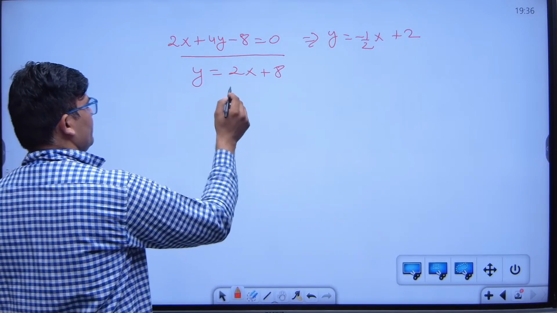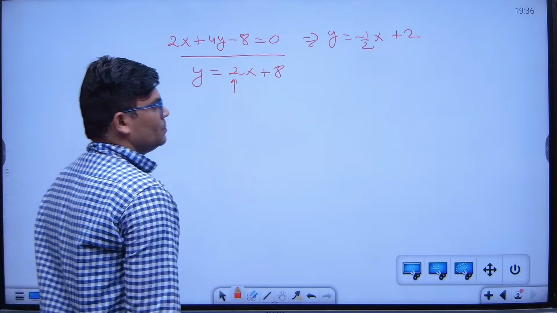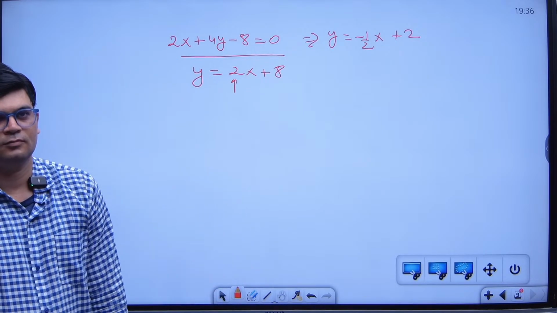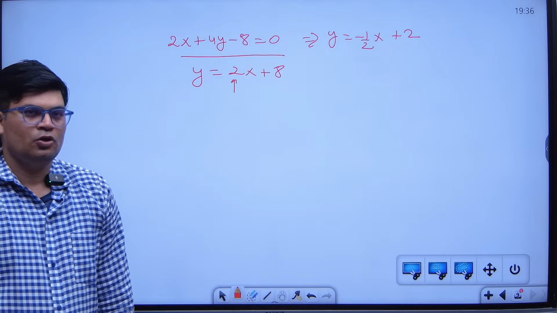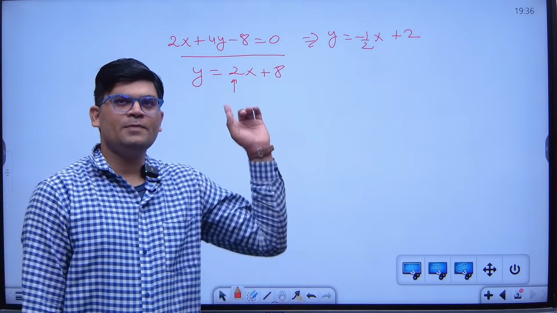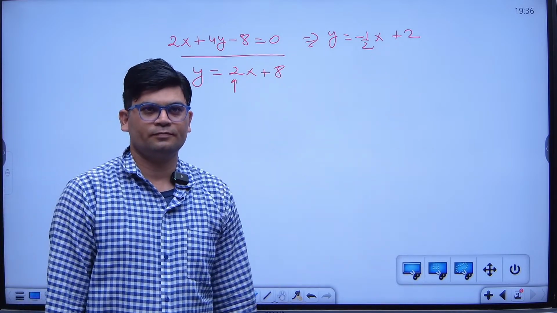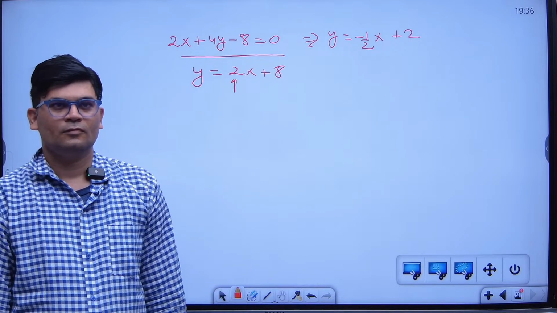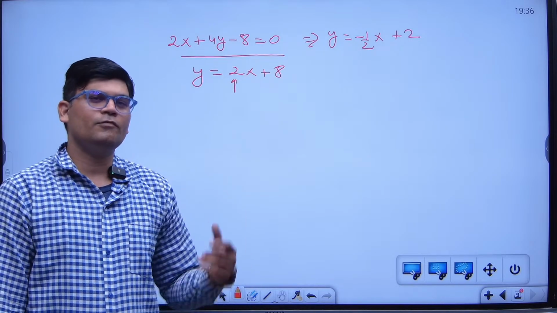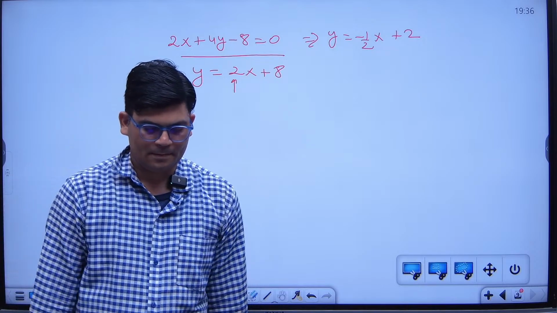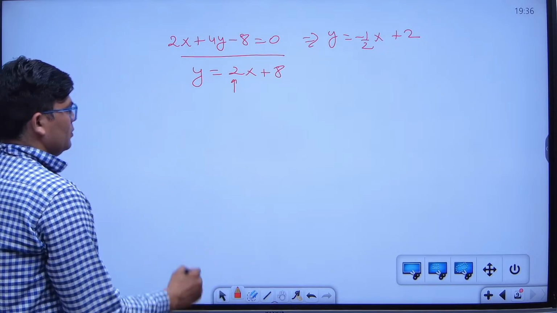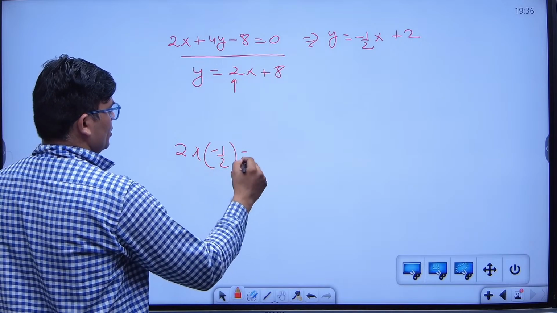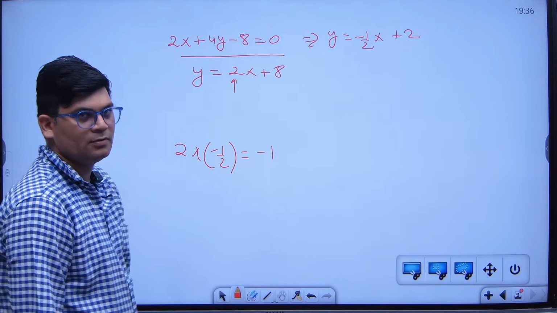So what is the slope of this line? The next one is 2. So what is the product of the two slopes? 2 into minus 1 by 2. So it is going to be minus 1.